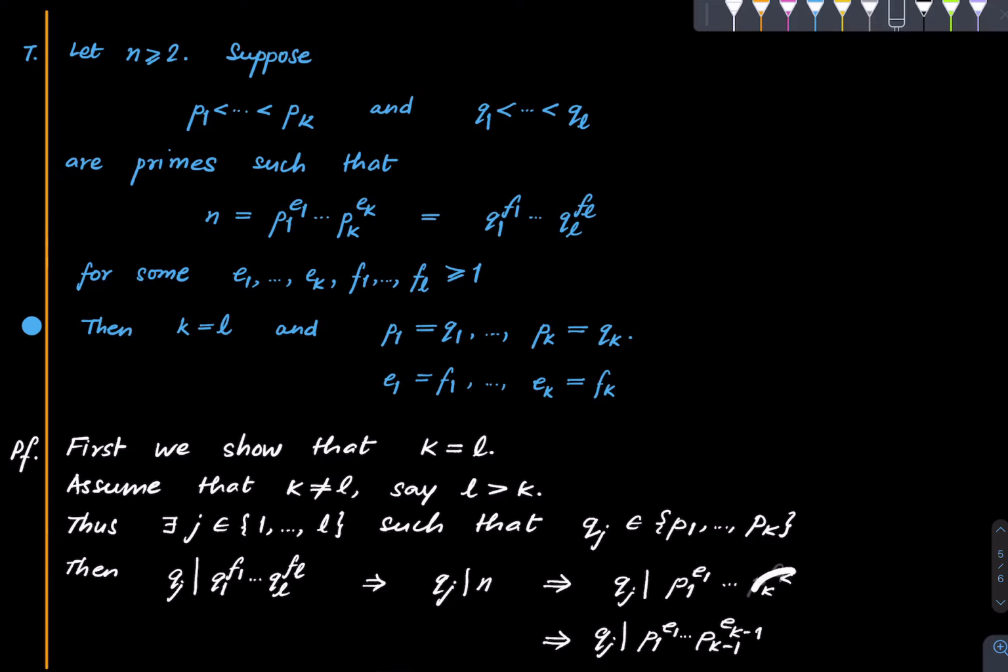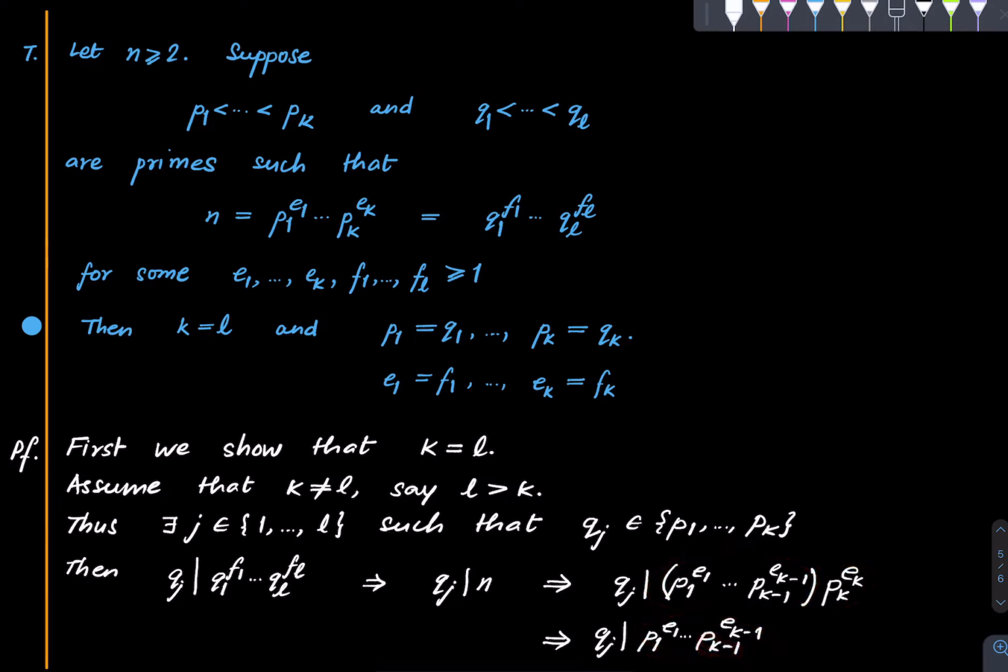So what happened? Since qj is not equal to pk and qj and pk are primes, we see that qj and pk are relatively prime, and therefore qj and pk to the power ek are relatively prime by the previous lemma. And now, by what we recalled in the beginning, since qj divides this, it must actually divide the first guy. But you can keep going. The same argument will apply to pk minus 1.